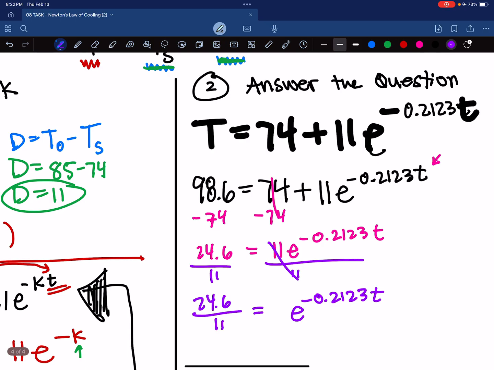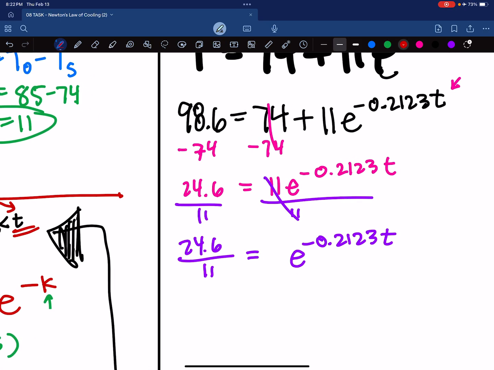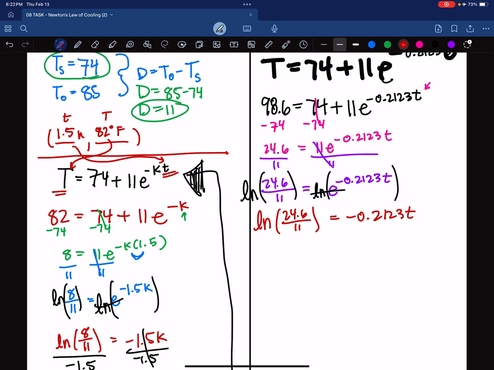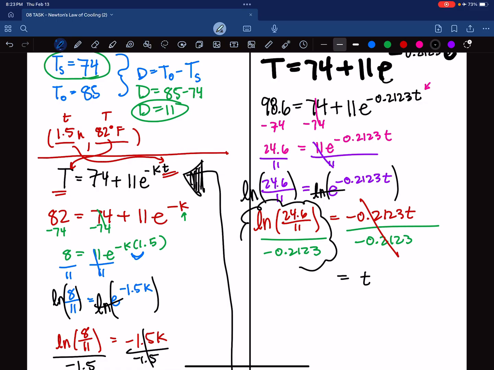Okay, now we cancel the exponential function with base e. We cancel this with log base e. That's called natural log. Apply the natural log function. Okay, we're going to have natural log of 24.6 over 11 equals negative 0.2123 t. Divide negative 0.2123 on both sides. It cancels. And we have little t equal to this stuff.